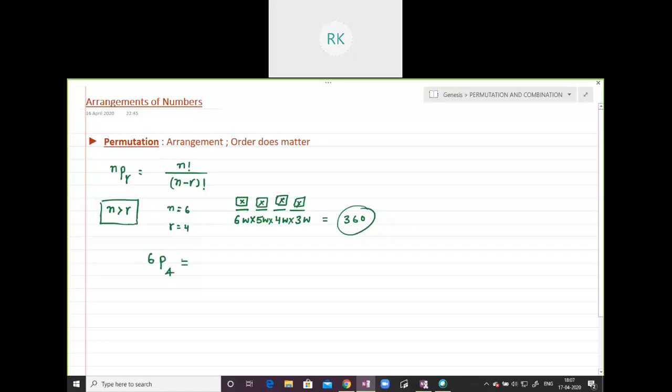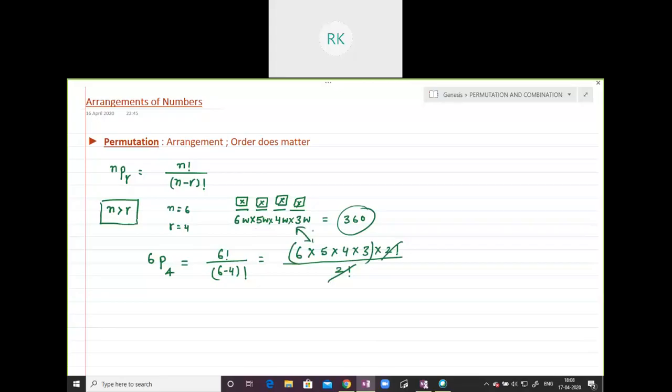Let me solve using the formula. So how do you write? 6 factorial divided by (6 minus 4) factorial, right? So 6 factorial divided by 2 factorial, of course 6 into 5 into 4 into 3 into 2 factorial, and the 2 factorial will get cancelled. If you look at this, I'm getting exactly the same answer here, isn't it?